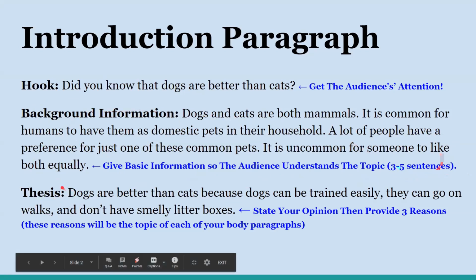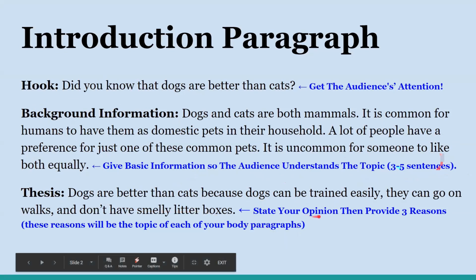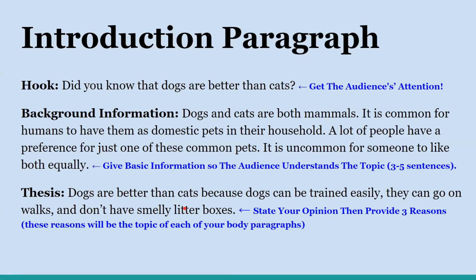And then you have the thesis. So the thesis would be, dogs are better than cats because dogs can be trained easily, they can go on walks, and they don't have smelly litter boxes. So first you state your opinion, then you provide 3 reasons. And these reasons will be the topic of each of your body paragraphs. So in this instance, it is an opinionated paper that I would be writing. That's why I'd be stating my opinion first. But whatever the topic is, that's what would be the very beginning of your thesis.